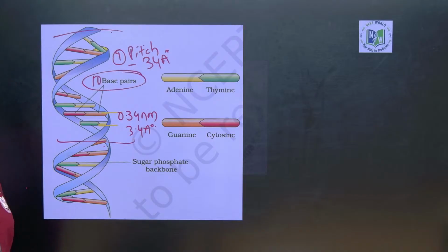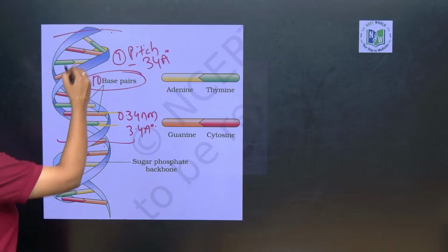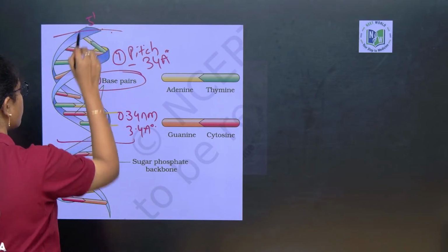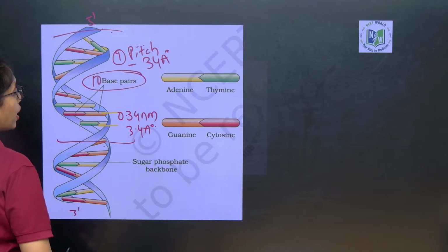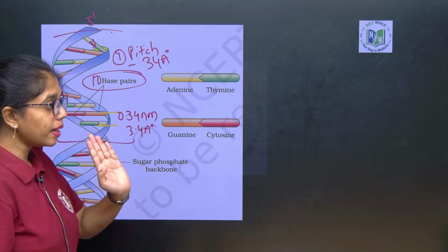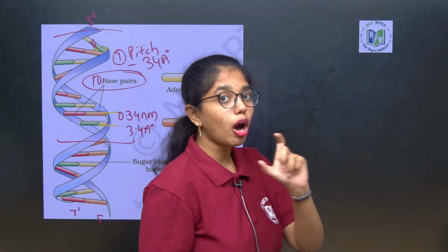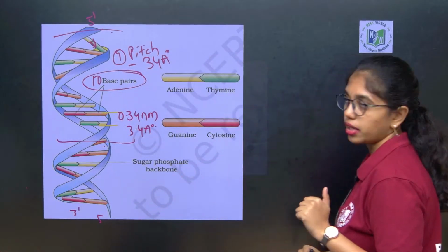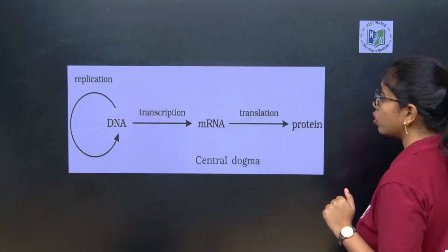The length is 34 angstroms, and one strand of the DNA is from 5 prime to 3 prime, the other strand of the DNA is from 3 prime to 5 prime. They are anti-parallel to each other, or complementary to each other, okay. Do remember, beta, most important.